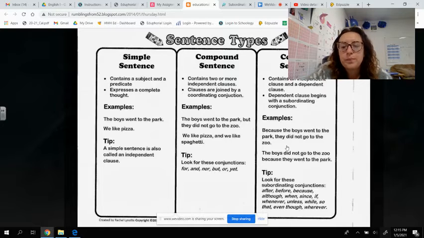Okay? So the boys did not go to the zoo because they went to the park. Same thing. If we throw the because in right here, the boys did not go to the zoo. That's a sentence.